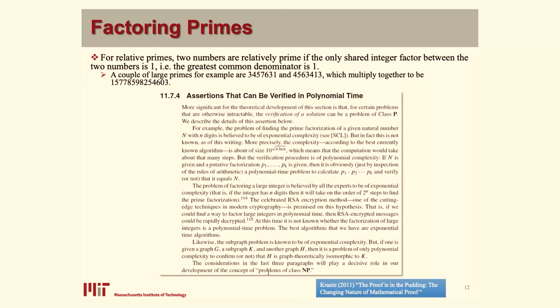So again, the problem of factoring large integers is believed to be of exponential complexity. The current RSA encryption method is premised on that hypothesis, so it's not a known fact, you might say. It's just there's no evidence to the contrary yet. If we could find a way to factor large integers in polynomial time, then RSA encrypted messages would be readily decrypted, deciphered. So this is the spirit of getting into the vulnerability of these algorithms in terms of the premises that underlie them, but also, ultimately, quantum computing.